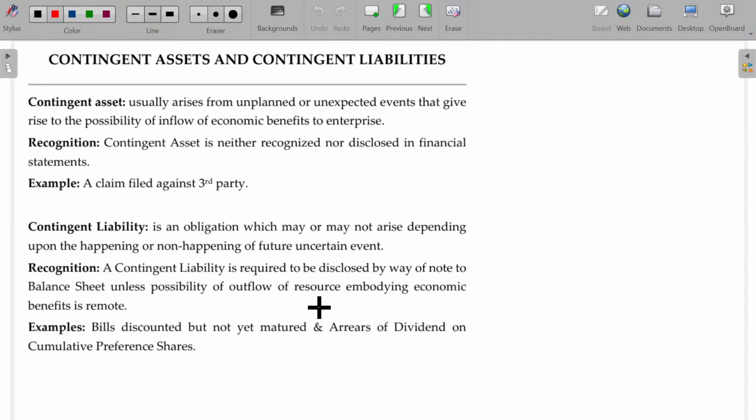Let's try to finish up all the three now. Okay. Contingent asset. Currently, it is not an asset. Because of some event happening later, this becomes an asset. Then it is called an asset. Okay. Similarly, contingent liability, it is not your liability. Because of some event happening, this becomes a liability.